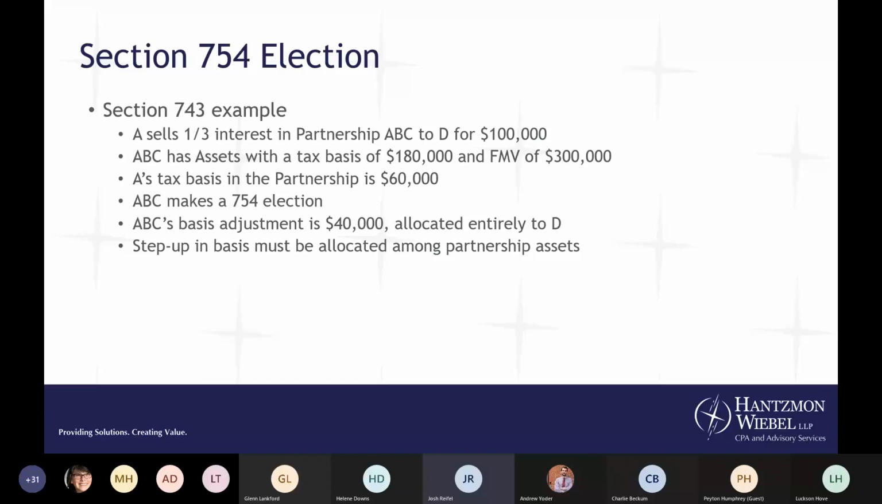But every time there's an exchange, there's a sale of a partnership interest, you need to look and see if an election was made in the past, because you will have to make these adjustments if the election was made previously, or if it hasn't been determined, if you want to make it going forward.